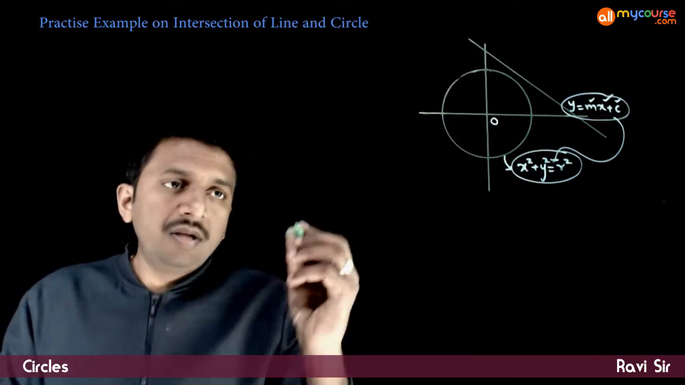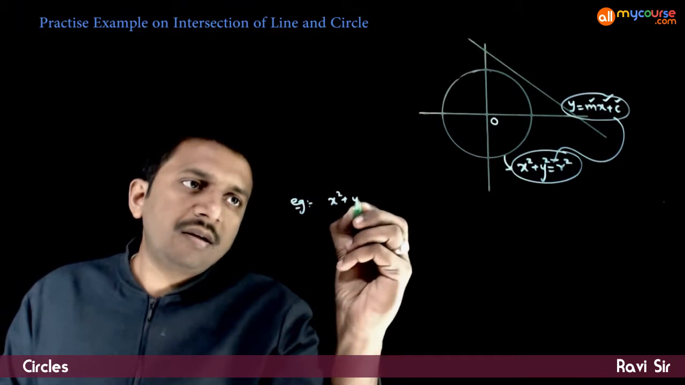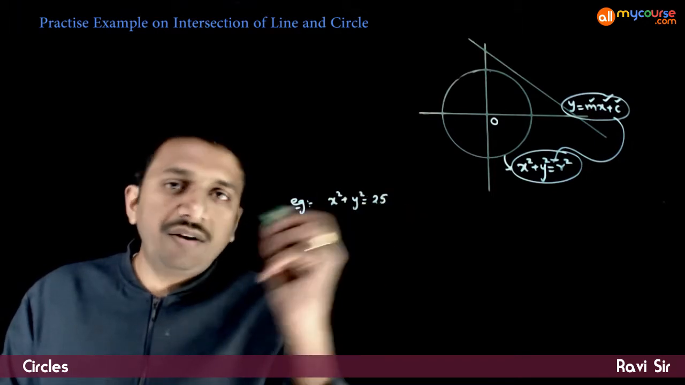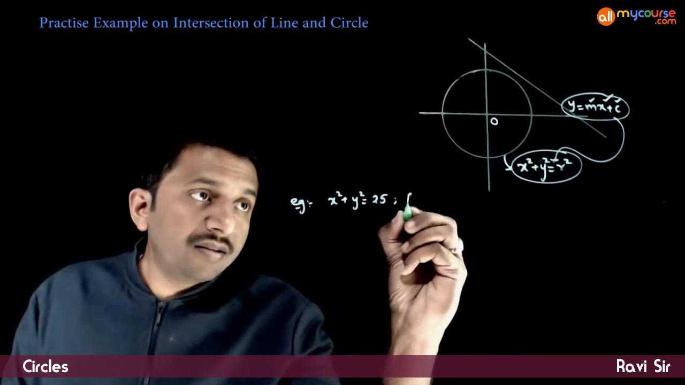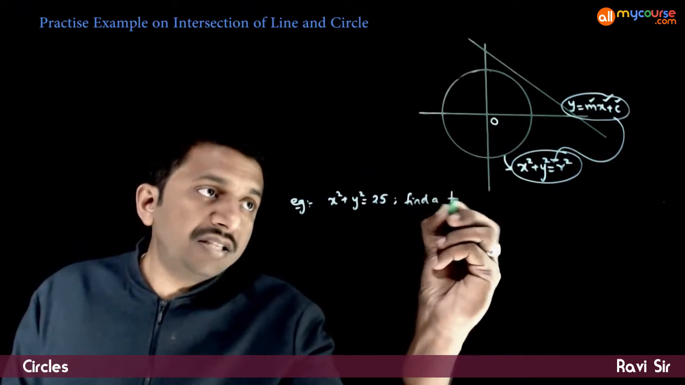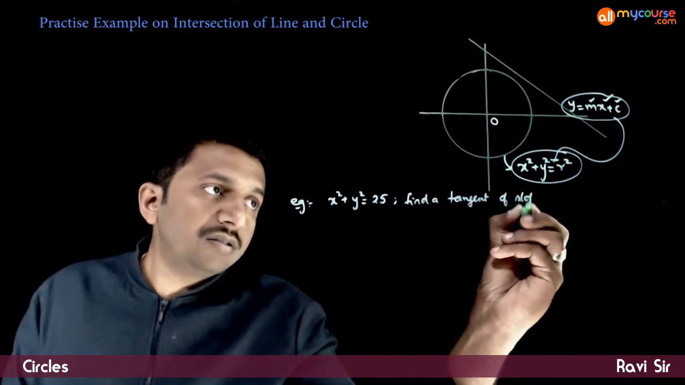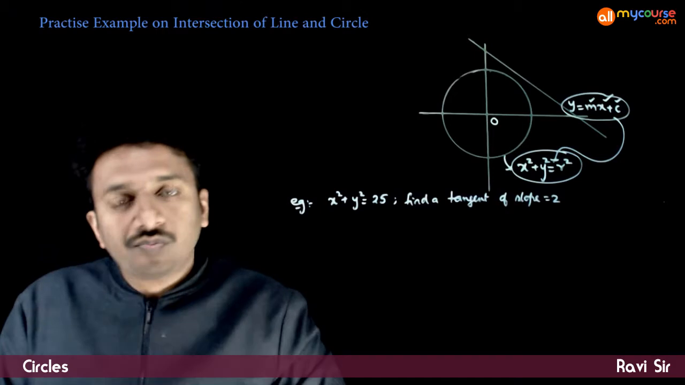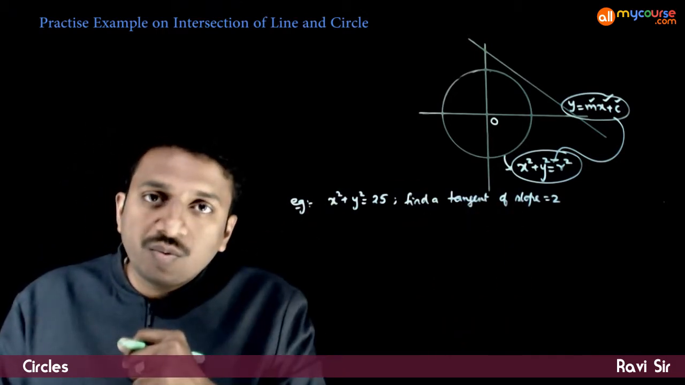So for example, if you have a circle x square plus y square is equal to 25 and you're asked to find a tangent of slope equal to 2. You're asked to find a tangent of slope equal to 2.